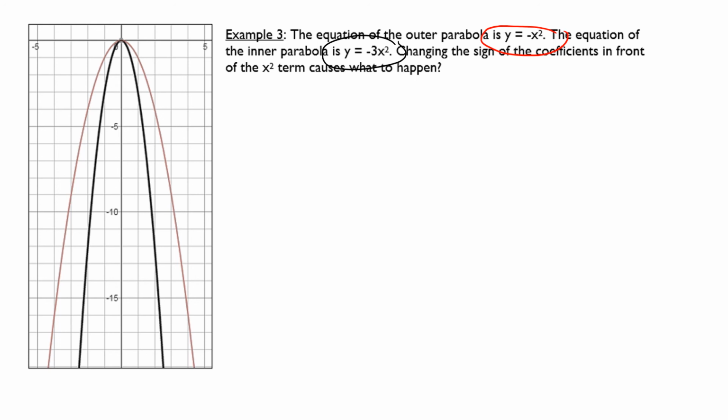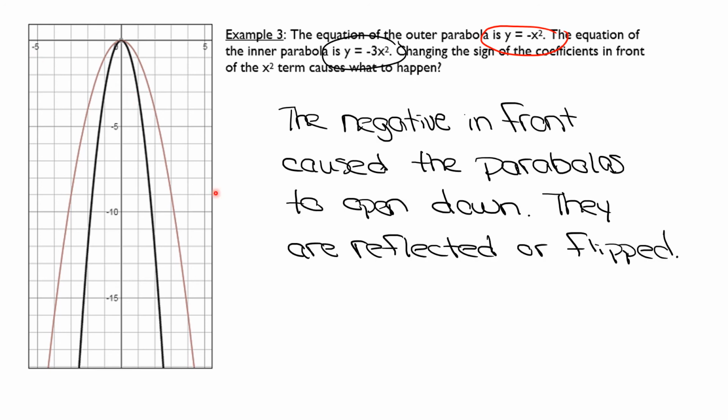And hopefully what you're thinking is something like, well, this one's opening down or it flipped down. And that's exactly what it is. And it's called a reflection. But we can say the negative in front caused the parabolas to open down. They are reflected or flipped. You could use any of those words there. So that's what happened when we change a negative. So those are a few more features that we now know about parabolas, and we're going to learn a lot about them. So good luck with your homework.